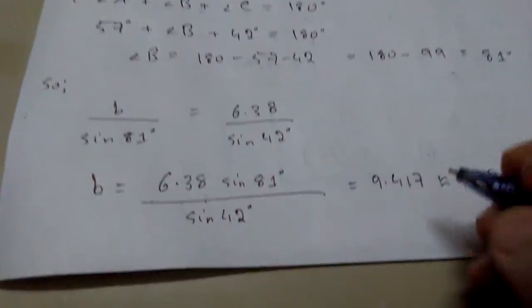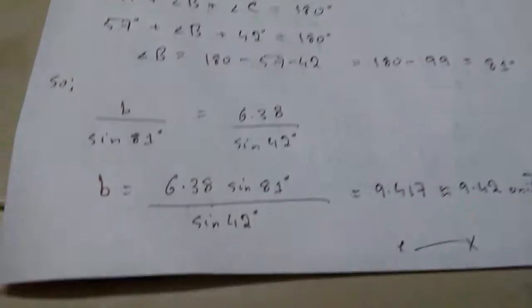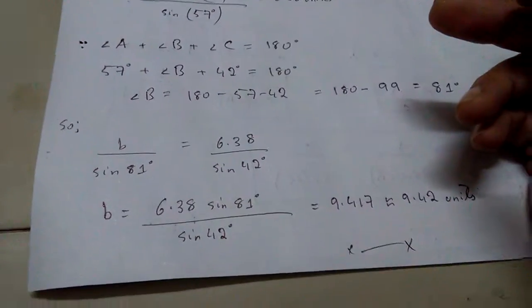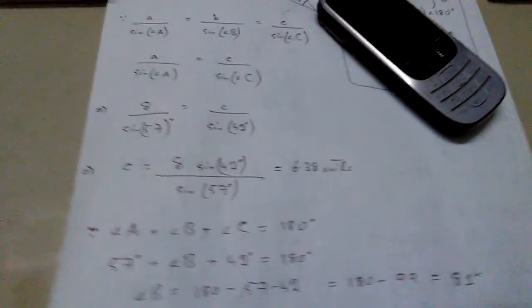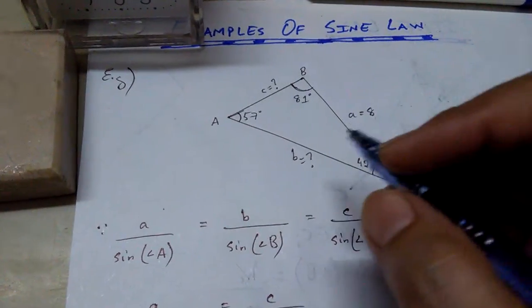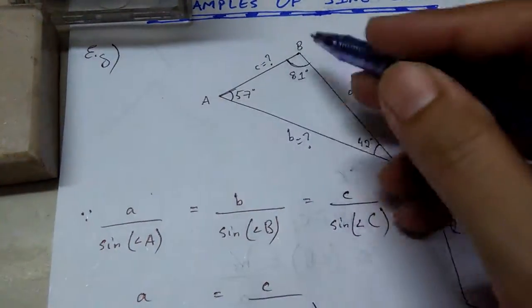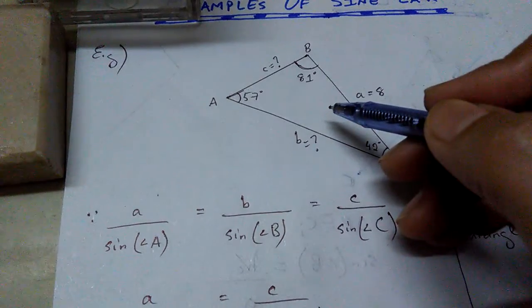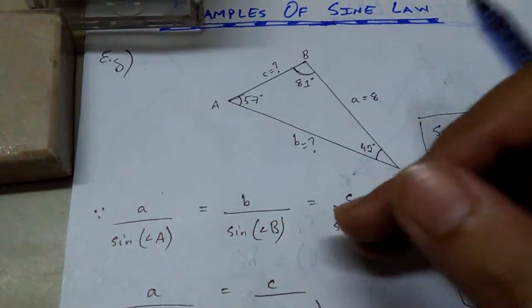So you can see now, if you have a triangle which is either acute angled, oblique, or I must say obtuse angled, and you are asked to find the unknown sides or the unknown angles, you can take the help of the sine law.